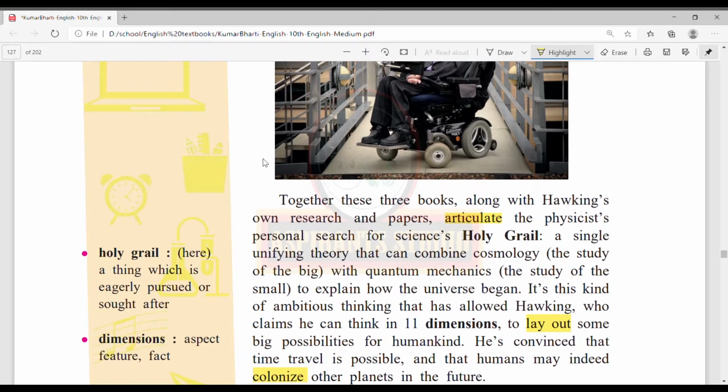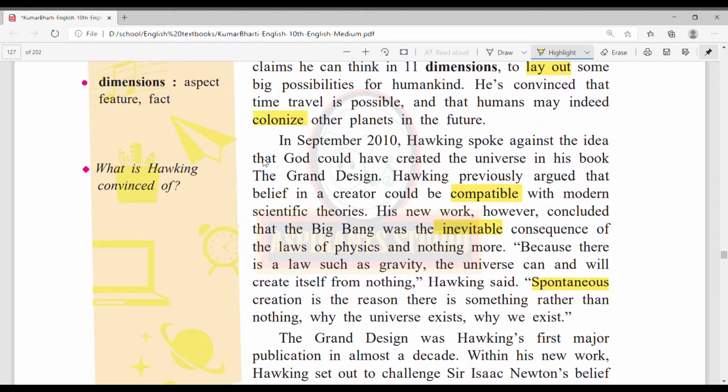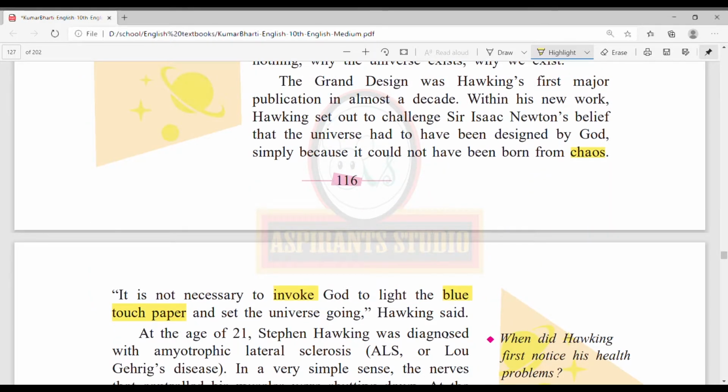These three books are called Holy Grail. He says that time travel is possible and humans may live in the other planets in the future. In September 2010, Hawking spoke against the idea that God could have created the universe in his book, The Grand Design. Hawking challenged Sir Isaac Newton's belief that the universe had to have been designed by God.